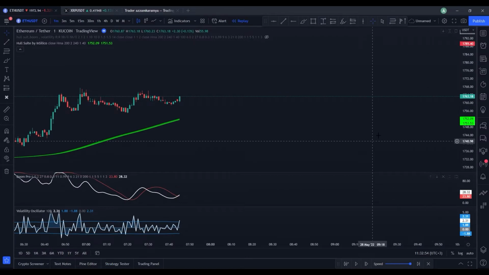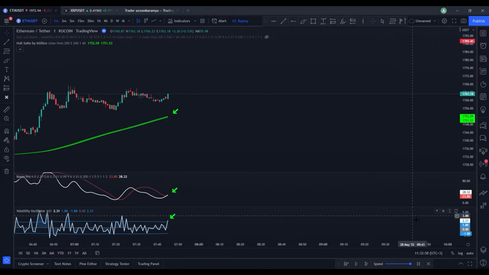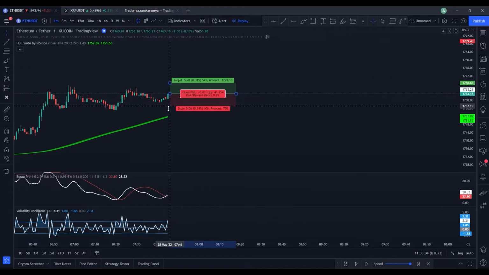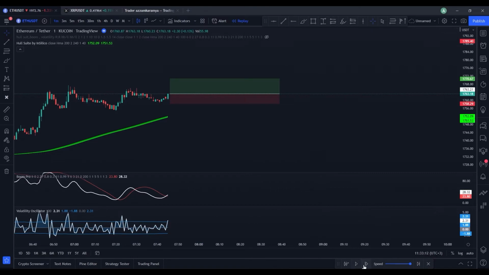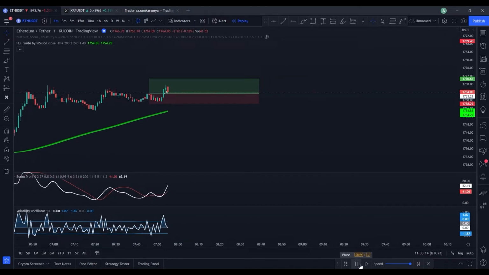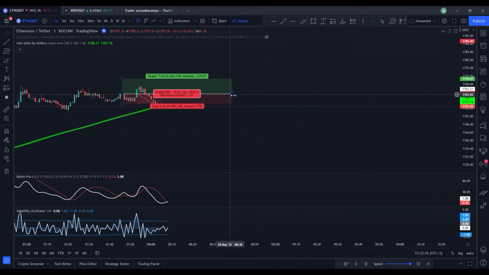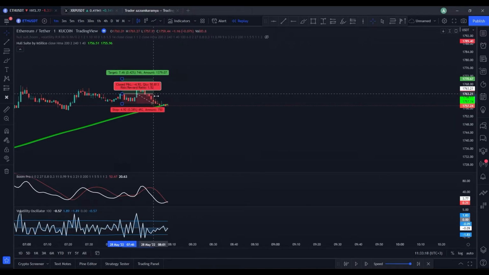Here all conditions are fulfilled. We can take a long position. Our stop loss must be under the recent lower low, and the risk to reward ratio will be 1.5. Let's see what happened to our trade. As we can see, it hit stop loss, and it was a lost trade.